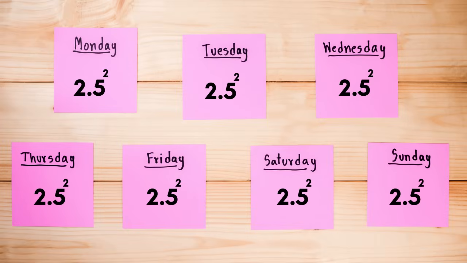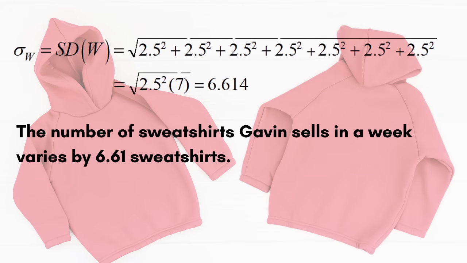Well, once again, we're not allowed to add. So we can't add the standard deviation for each day, but we can add the variance for each day. So each day's variance is 2.5 squared. So the variance for Monday is 2.5 squared, Tuesday 2.5 squared, Wednesday 2.5 squared. So we have 2.5 squared for 7 days. So we have 2.5 squared, that's our variance for a single day, times 7 for 7 days. Put a giant square root around all of that because we have to take the square root of our variance to get back to our standard deviation. So we get 6.61 as the standard deviation for W, the number of sweatshirts that Gavin sells in a week.